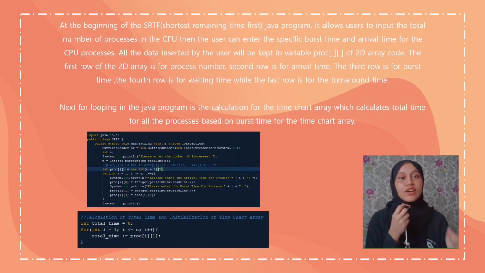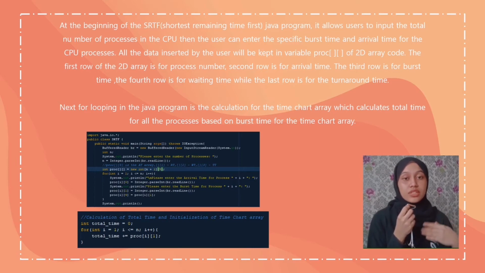At the beginning of SRTF, which is called Shortest Remaining Time First, in the Java program, it allows the user to input the total number of processes. And then the user can input the specific burst time and arrival time for the CPU processes. So all the data will be kept in the variable pro, which is an array.